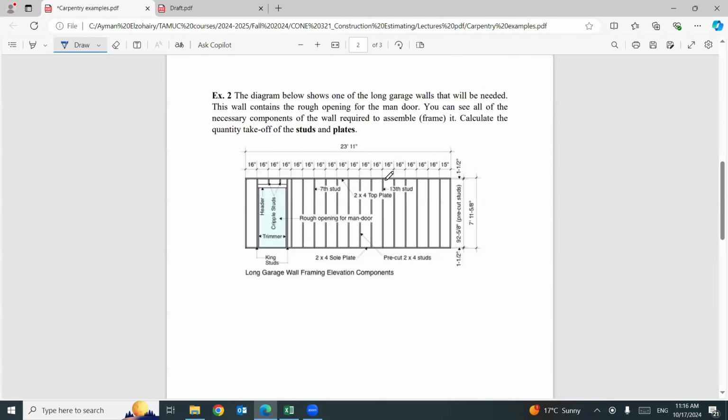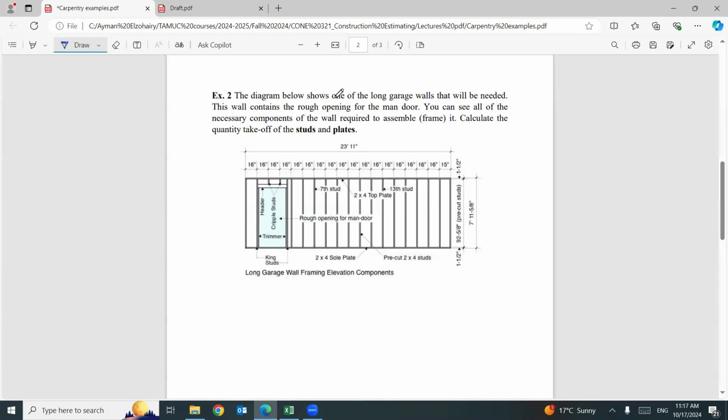Second example, we are talking about a wall in a garage. If you see the details, I'm sorry, I'm not talking about the wall as a whole part, but I'm talking about the framing system of this wall, especially the upper and the lower plates and the studs.